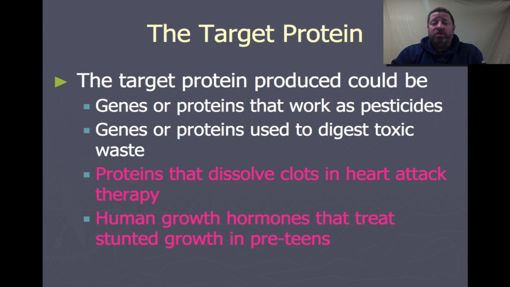Maybe, for example, we know there's an enzymatic protein that helps break down certain types of toxic waste. For example, they've done this with oil spills, where they take bacteria that have been genetically modified and spray that bacteria on the oil. And what will happen is the bacteria will eat or digest the oil and produce things that are not toxic. So this is another thing that we can do.